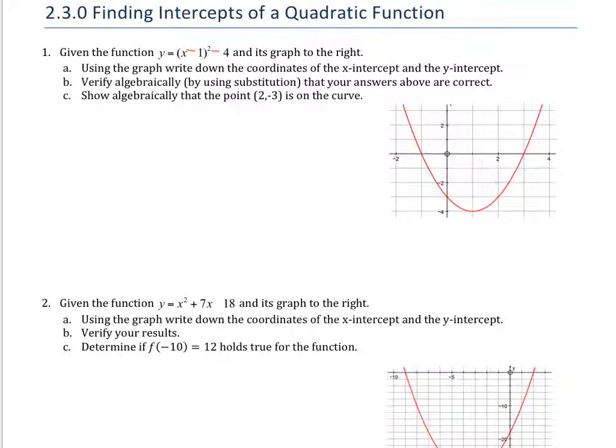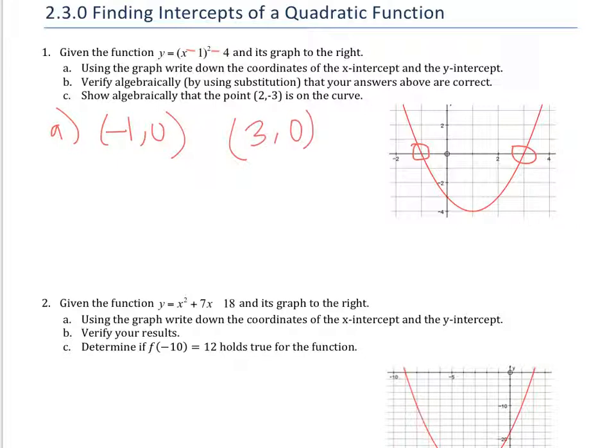So given the function y equals (x minus 1) squared minus 4 and its graph to the right, part A, use the graph to write down the coordinates of the x-intercept and the y-intercept. If we're just looking at the graph, you just have to identify. Here are your x-intercepts, and we write those as coordinate points. The first one being (-1, 0), and your next one being (3, 0).